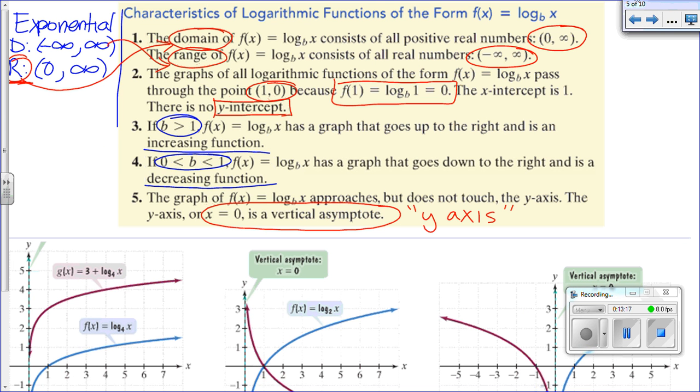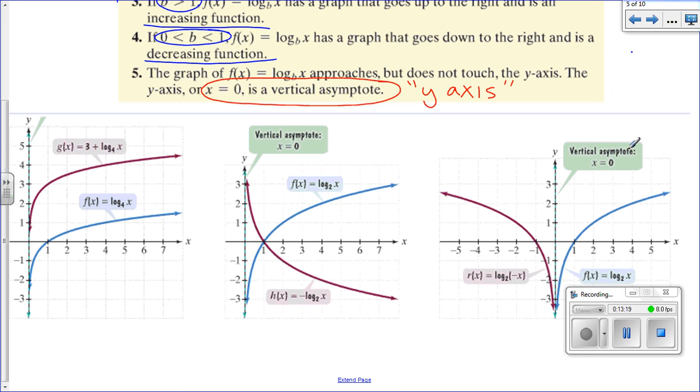So let's look at the graphs that we have here. There are just some examples. So this is an example. We're going to consider the graph in blue as the parent function. And that is log of x base 4. And so remember, we have that x-intercept at the point (1, 0). And we do have that vertical asymptote, which is the line x equals 0.